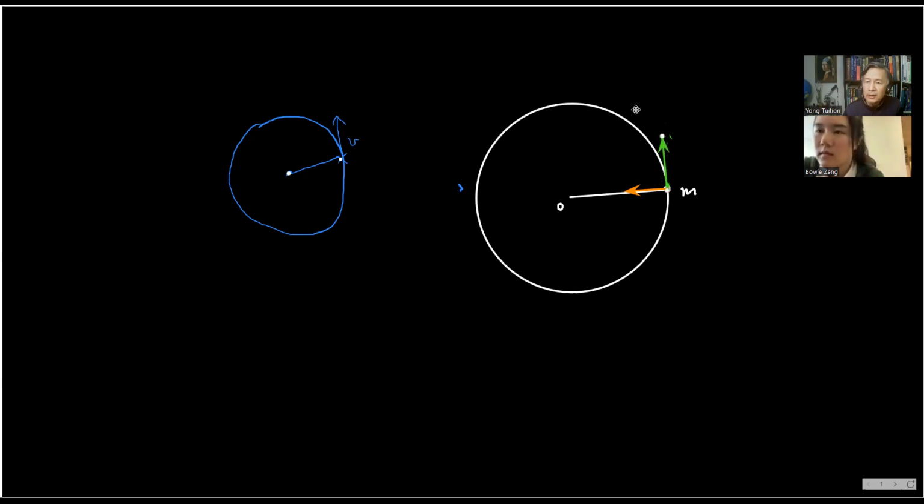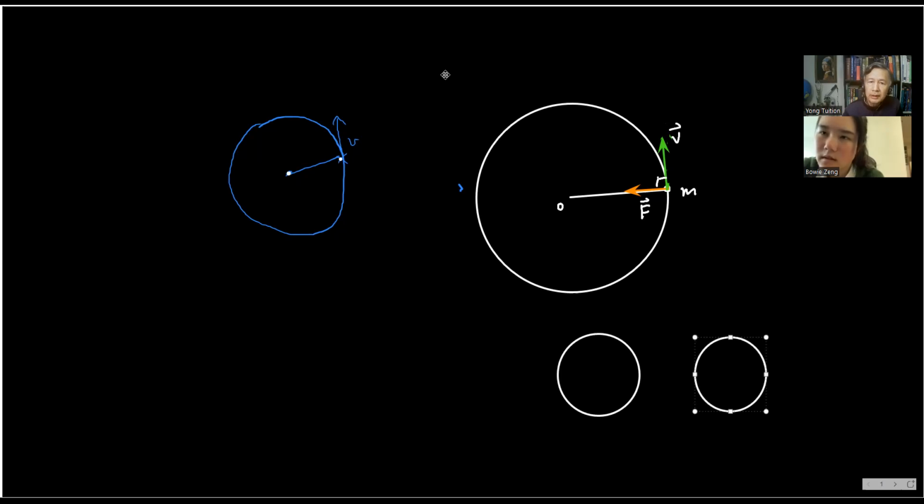That is why, in the case of uniform circular motion, this force is perpendicular to the direction of motion. The velocity is perpendicular to the force. And of course, different forces can act as a centripetal force. It could be tension or gravity. It could be the Coulomb force. It could be the gravitational force. This force is directed toward the center, right?